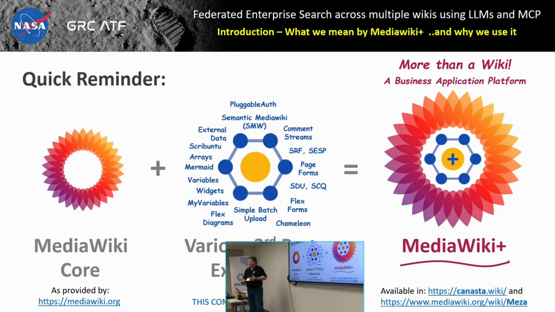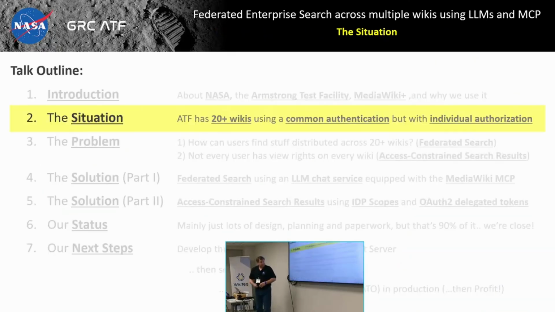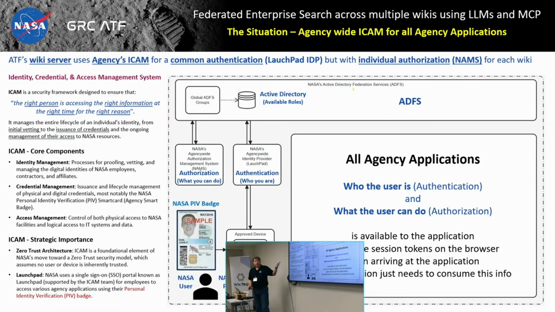So an obligatory slide, MediaWiki Core, which is MediaWiki software par excellence, combined with all of the third-party extensions, allows MediaWiki to transcend its normal classification as a wiki into what I like to call a business application platform where you can sort of do it yourself, build your own electronic workflows and applications, and I refer to that as MediaWiki Plus.